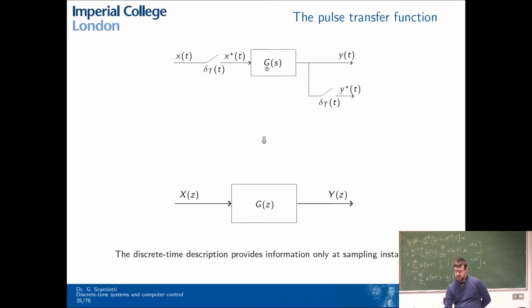If we have a plant G of S in which the input of the plant is an impulse sampled signal and the output of the plant is an impulse sampled signal, then this can be replaced. We can compute the Z version of this, and it can be described by the simple block with x of z as input to g of z, and y of z is the output of this block.